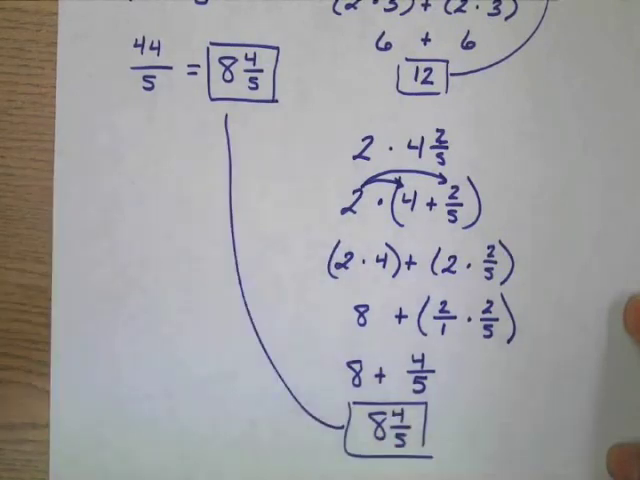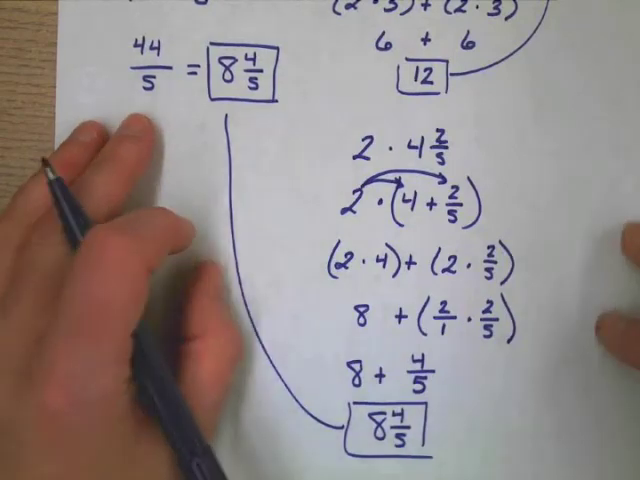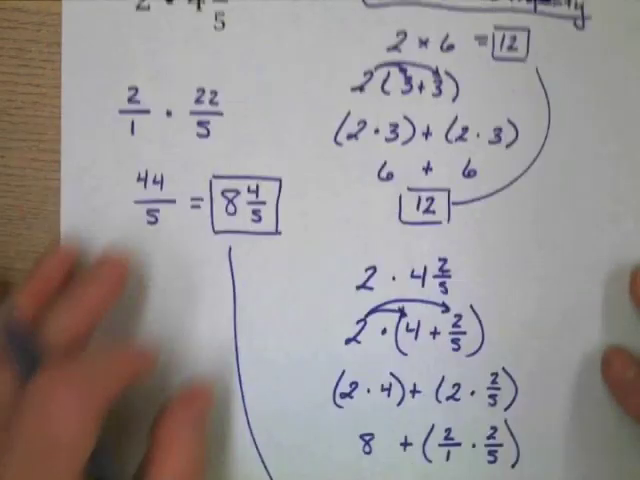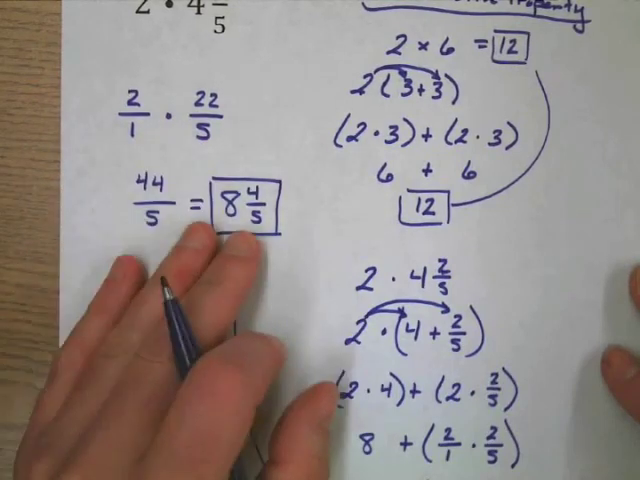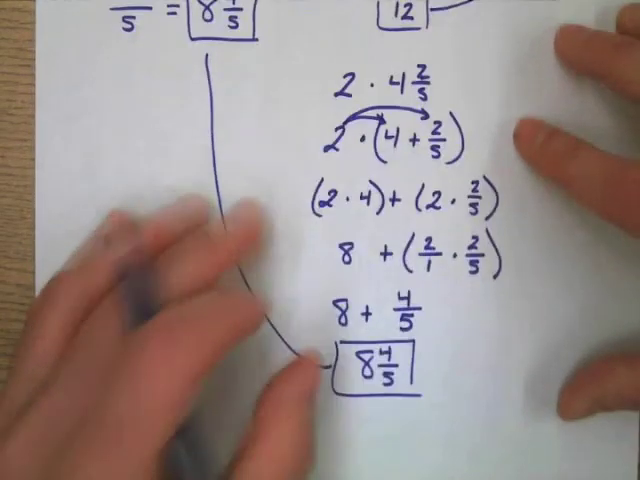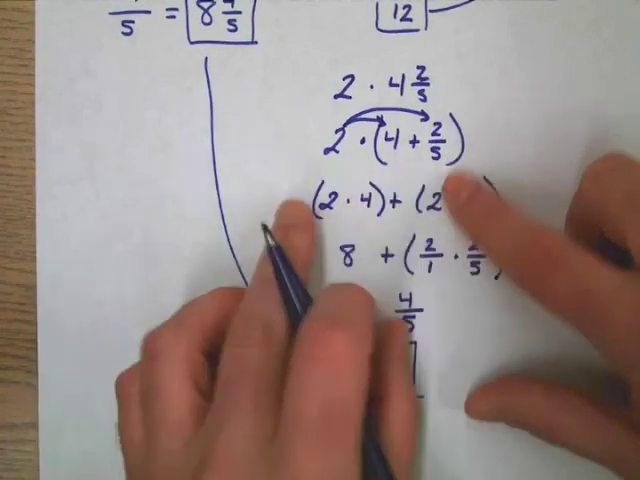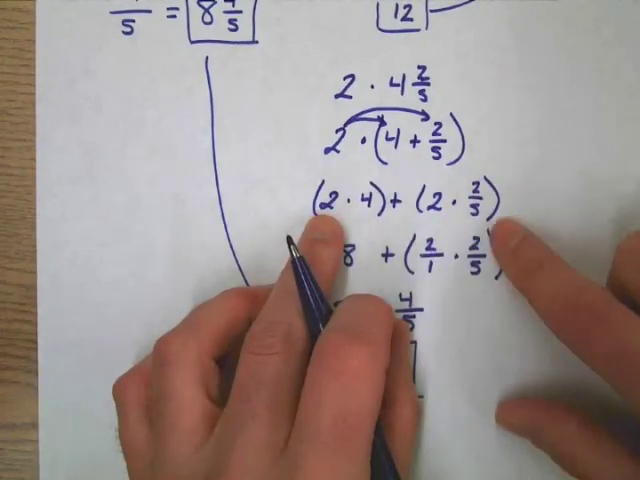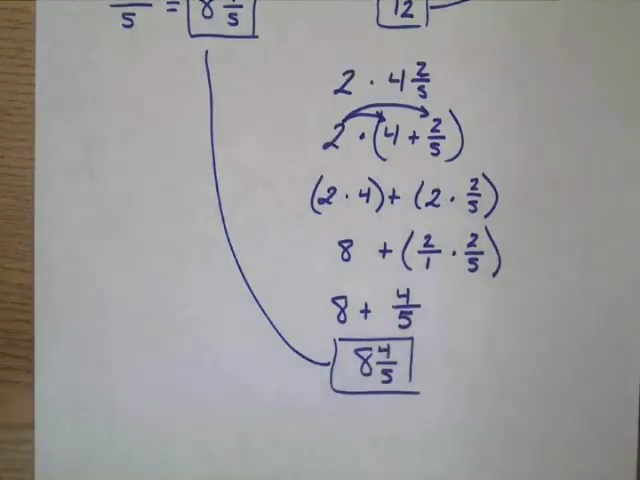And that is the same thing I came up with doing it the other method. So when you have mixed numbers, you can convert both of them into fractions and multiply and then simplify. Or you could use the distributive property to break that whole number apart from its fraction and multiply across and then put back together. Both methods are valid.